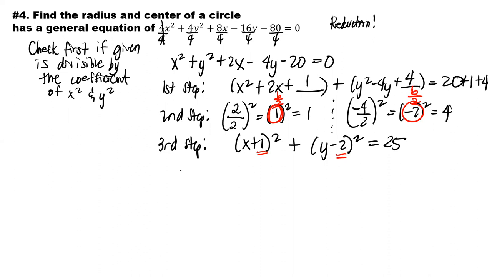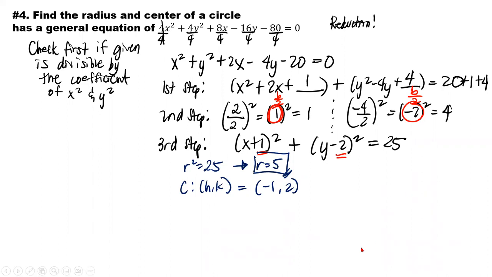And after that, we can now find the radius and the center. So the radius, from r squared is equal to 25, therefore our r will become 5. Right? Square root of 25 is 5. And our center, h and k, is equal to negative 1 and 2. Okay, do you understand?